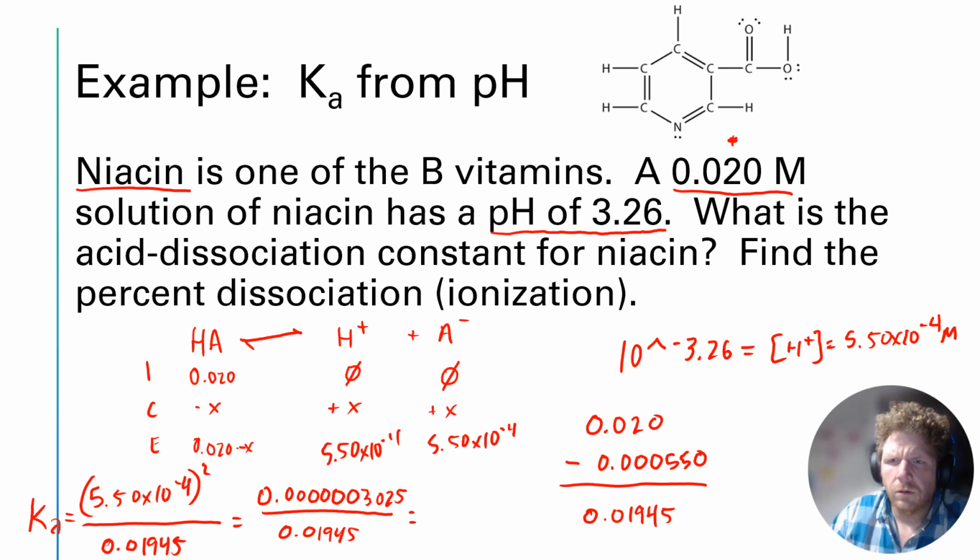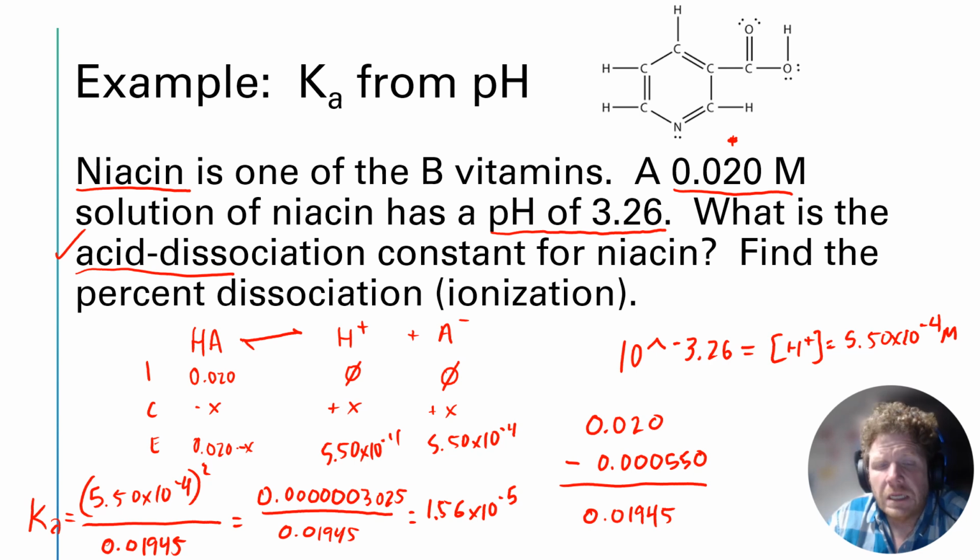And I'm going to call that 1.56 times 10 to the negative fifth. And that's my Ka value. Okay, that's good and that's great. What is the acid dissociation constant? Solved. So I'm going to say check.